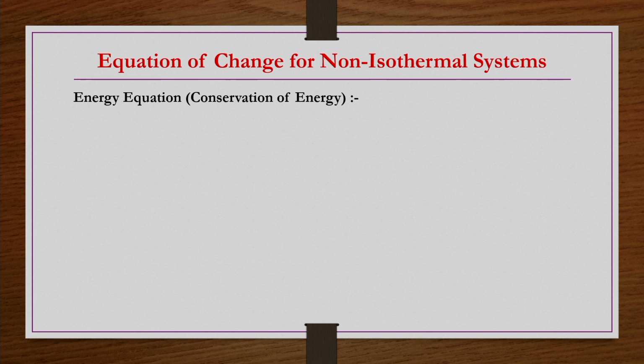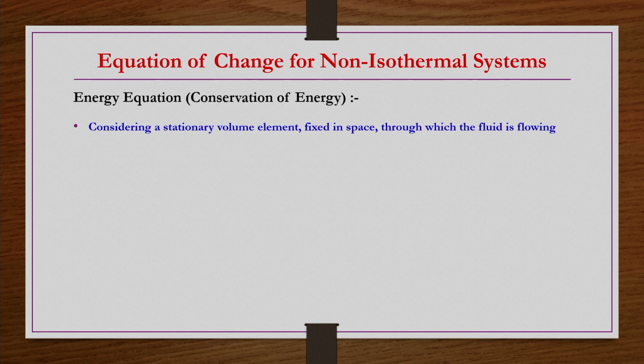When it comes to the conservation of energy, we consider a stationary volume element which is fixed in space and through which a fluid is flowing, because we should also be able to include the convective transport. That is the reason we are taking a volume element in a moving fluid, fixed in space, so that a generalized energy equation can be developed.